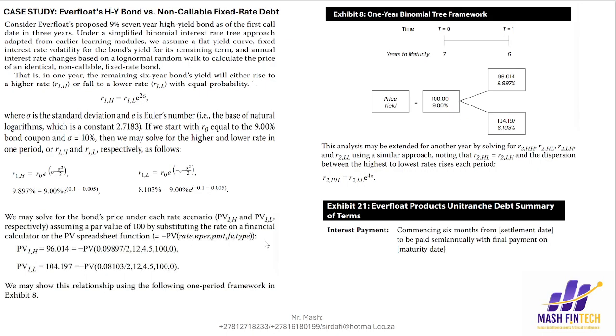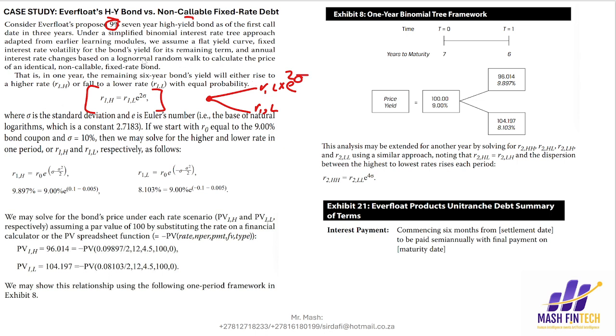Now, looking at this example, we have Everfloat, and we are comparing the high yield bond versus a non-callable fixed rate bond, where we have this proposed value of 9% on a 7-year bond. We are also told, this is something you're familiar with from your Level 1, that if you have this lower interest rate at time 1, you can calculate the upper interest rate by taking this lower interest rate and then multiplying by e to the power of 2 times the volatility.